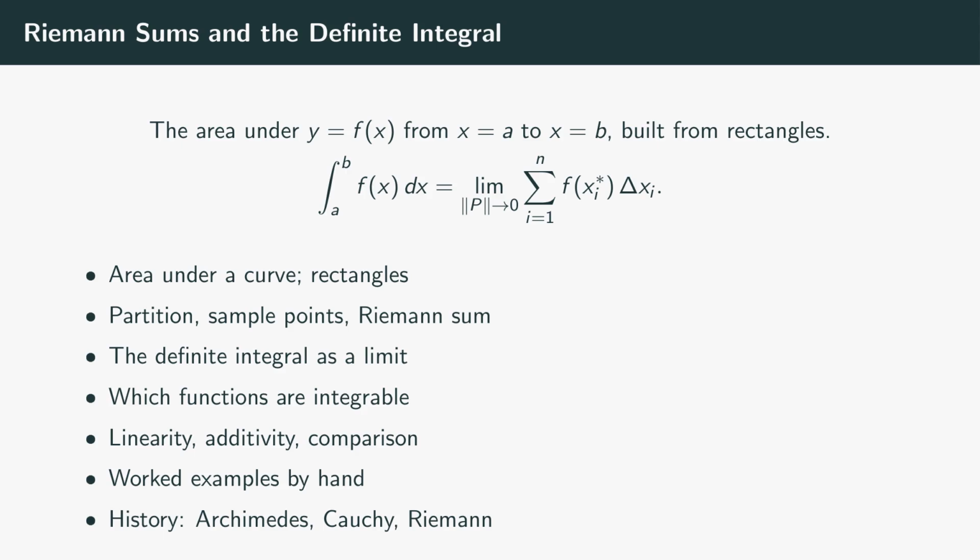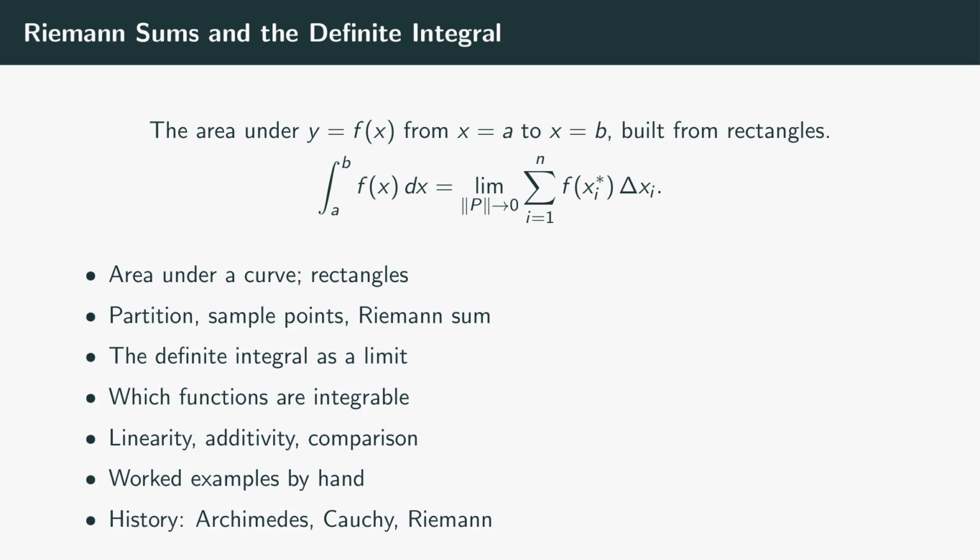Welcome back. Last episode, we met the indefinite integral, the collection of all antiderivatives of a function, written as the integral of f of x dx equals capital F of x plus c, a family of functions, not a number. Today we meet a completely different object that uses the same symbol, and it is a number. The definite integral, the signed area between the graph of y equals f of x and the x-axis, from x equals a to x equals b.